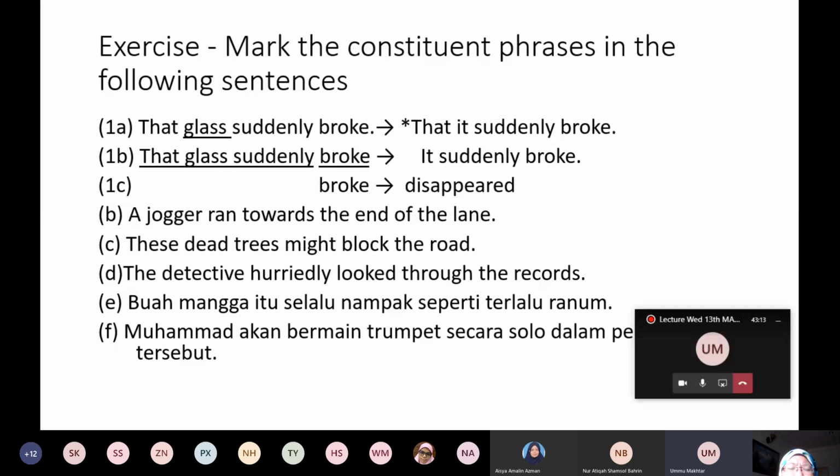Hurriedly, the detective looked through the records. And then the records is a constituent as it goes through pro-form by replacing it with it. And also I just tried this test, but I thought that looked through the records is a constituent because you can replace it with a verb phrase like the detective hurriedly drank the water. Is that possible? Yeah. Okay, that's all I have for now.